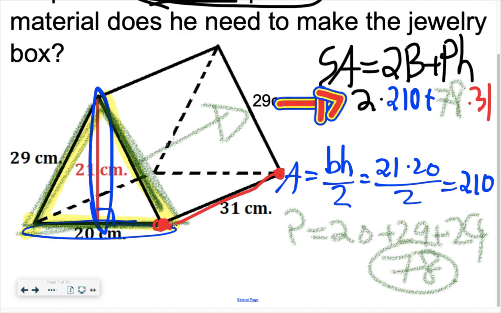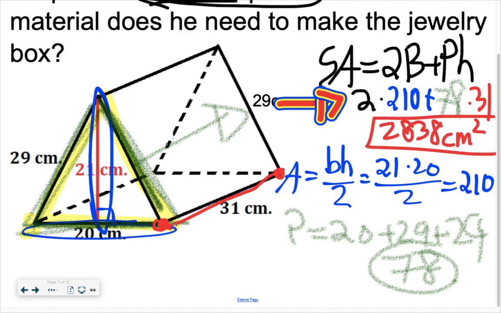Be careful that it's 2 times 210 plus 78 plus 31 times 31. Make sure we got the times in the right spot and the pluses in the correct spot. And that does get us 2,838 centimeters squared. Every label is squared right now because we're talking about surface area, the amount of space on a 2-dimensional object.